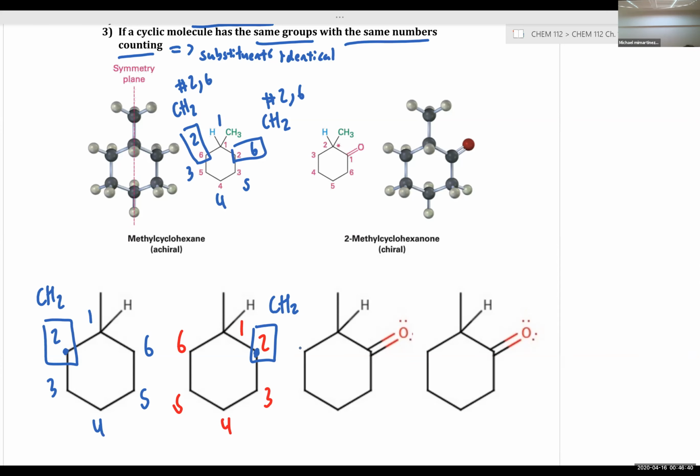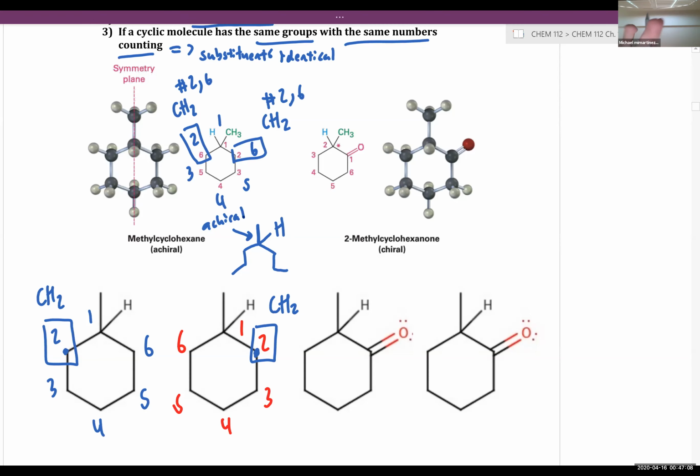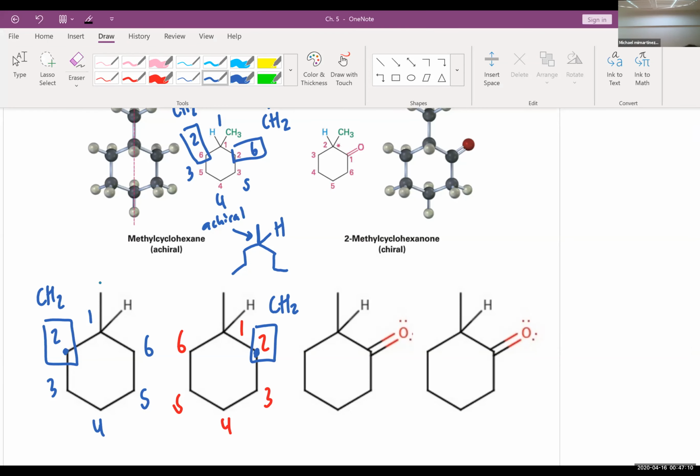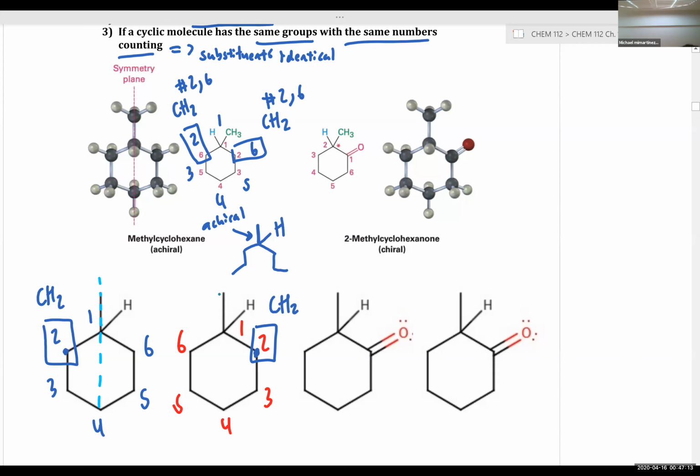So as a result, what we're essentially saying is we have a center with a methyl, a hydrogen, and two propyl groups. Now, if we have two identical groups, will that center be chiral? No, exactly right. This is an achiral center. Again, this is just another way of checking for an axis of symmetry.